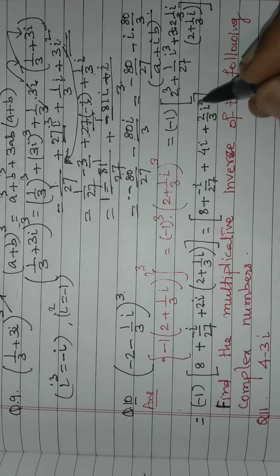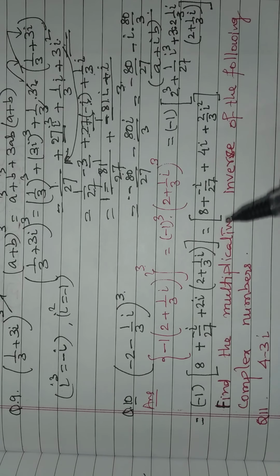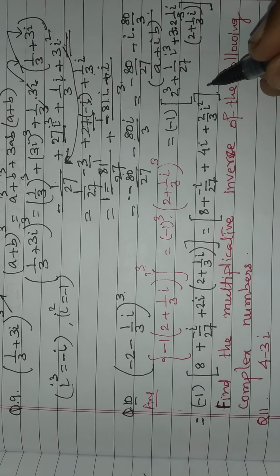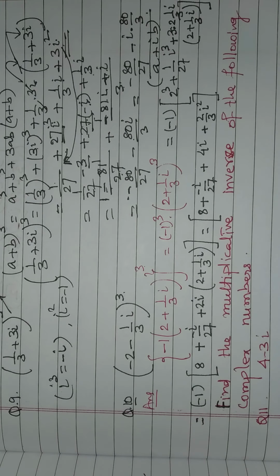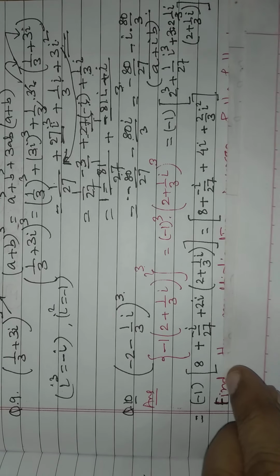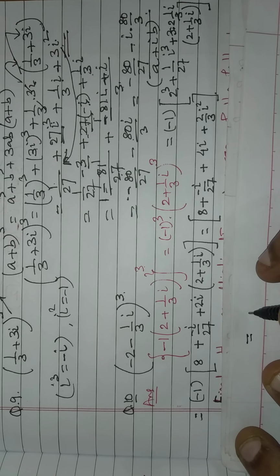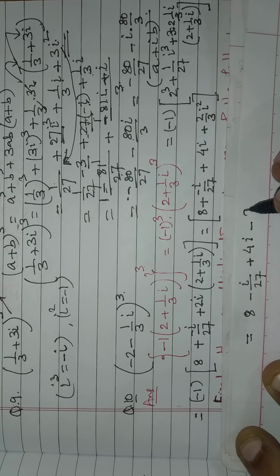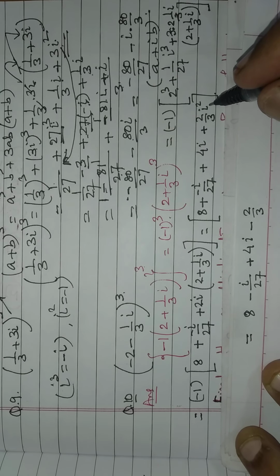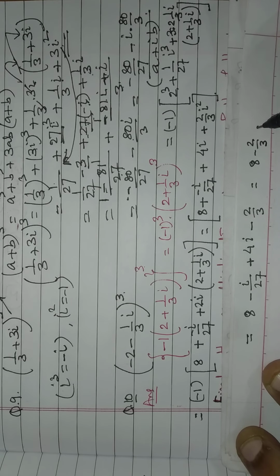Here in place of i square we can put minus 1. So I am writing here, and this question I will do on the next page. Here you will see, this is 8 minus i by 27, and then 4i, then minus 2 by 3, because i square is equal to minus 1, so it is 8 minus 2 by 3, and then plus 4i.